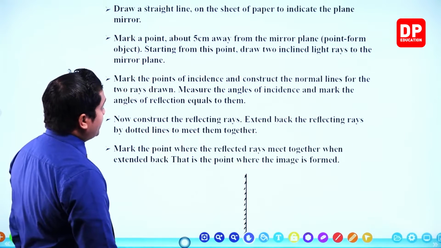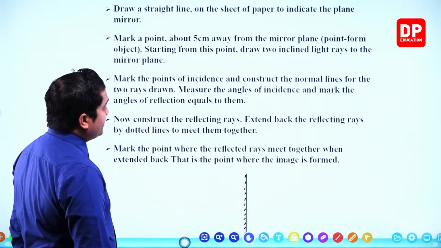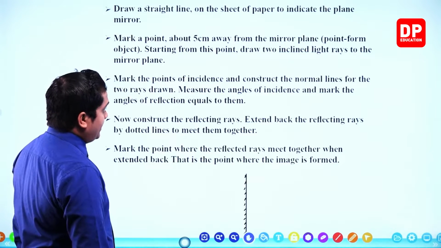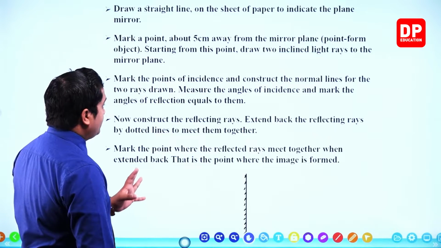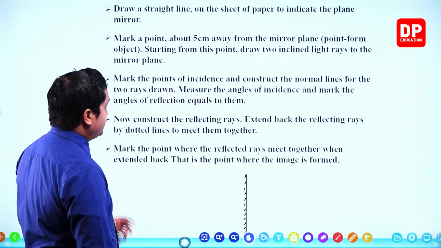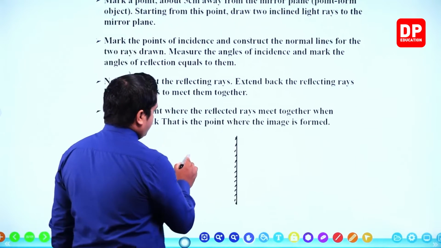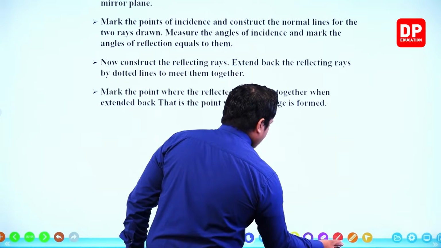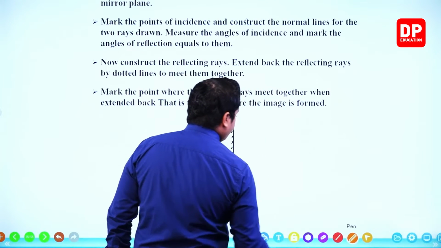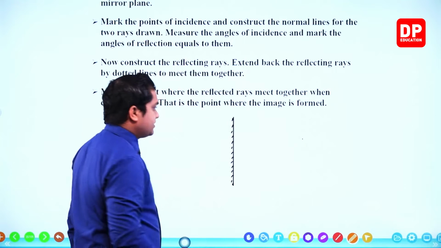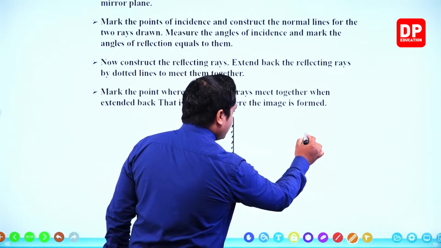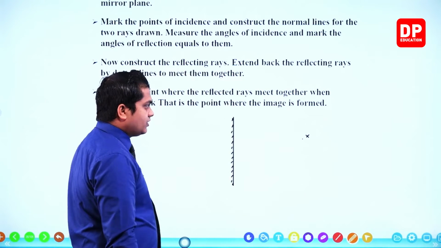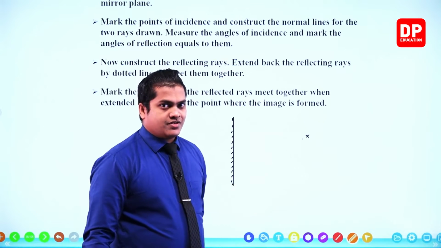Then mark a point about 5 centimeters away from the mirror plane. That means a point to form the object. Let's keep it like this. So we'll mark it as point X. That means this is the point object.